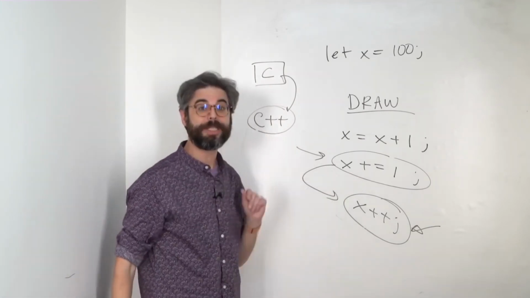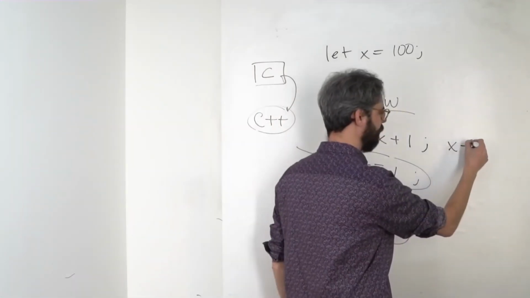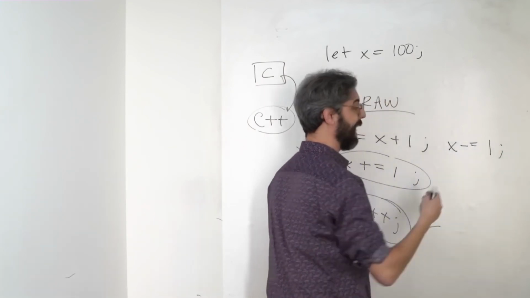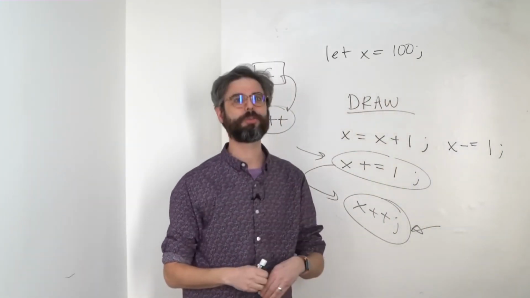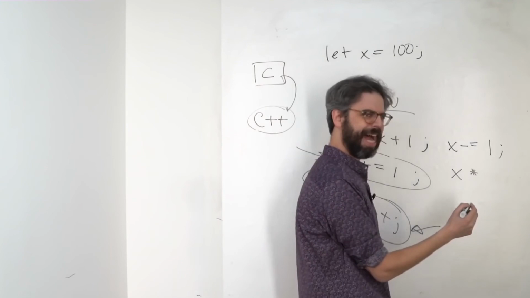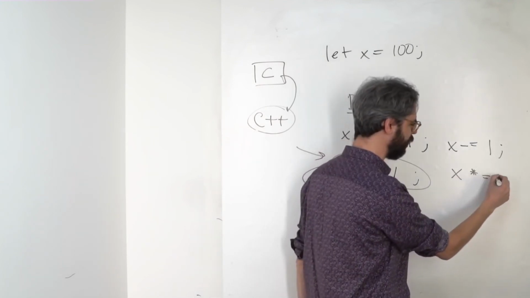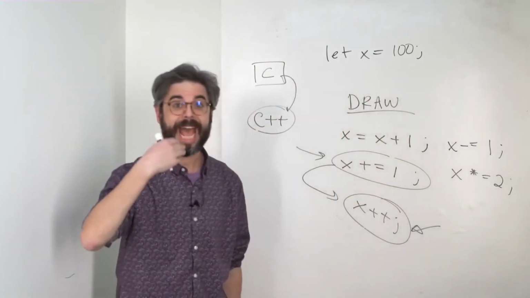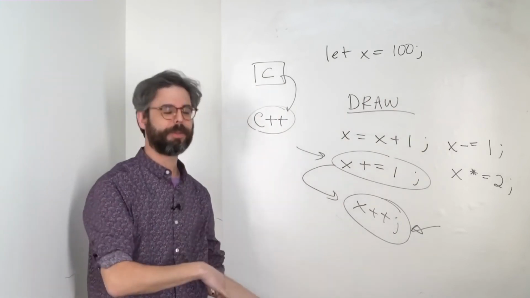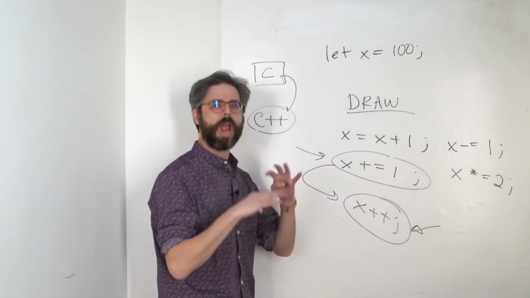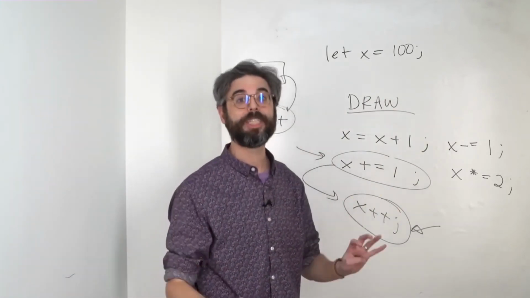This can also be done with minus. X minus equals 1 would be decrementing x by 1. You could do this with multiplying. X times or asterisk equals 2. That would be doubling x every frame. Slash equals would be divide. And there are more and more kinds of operations like this.